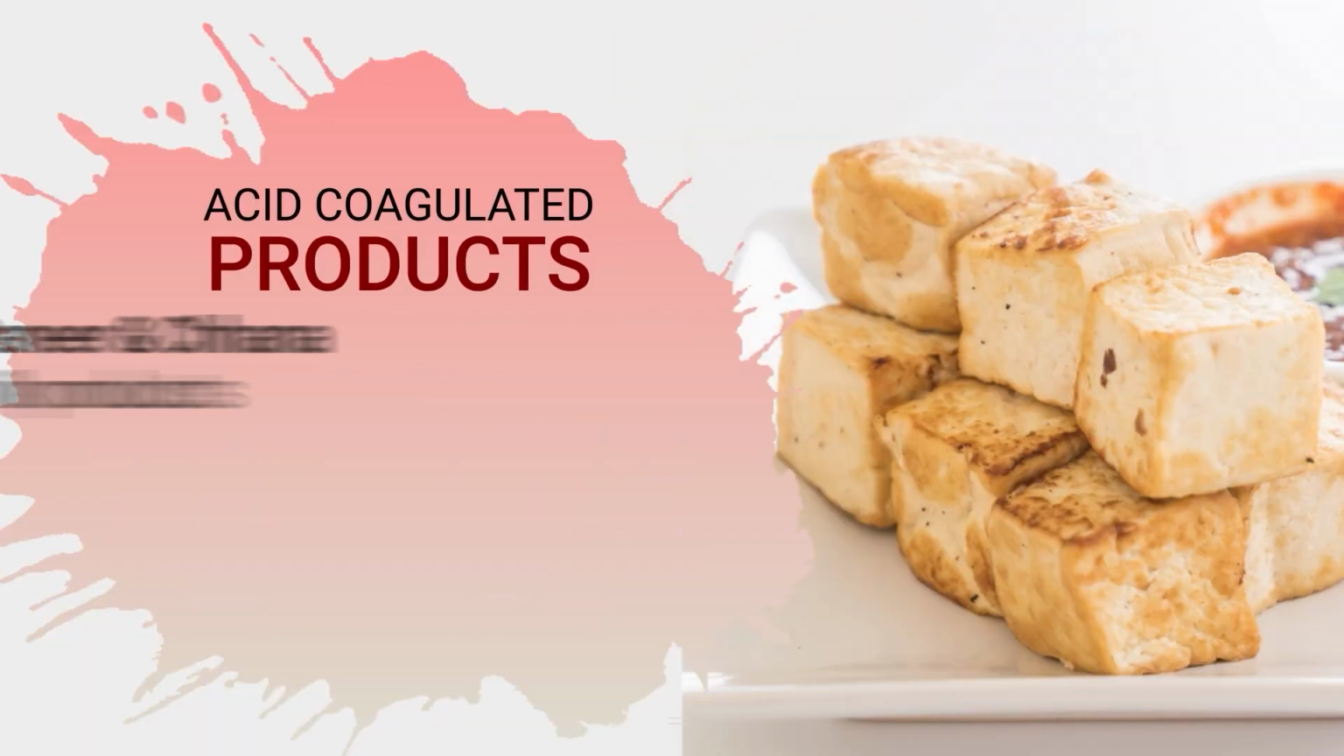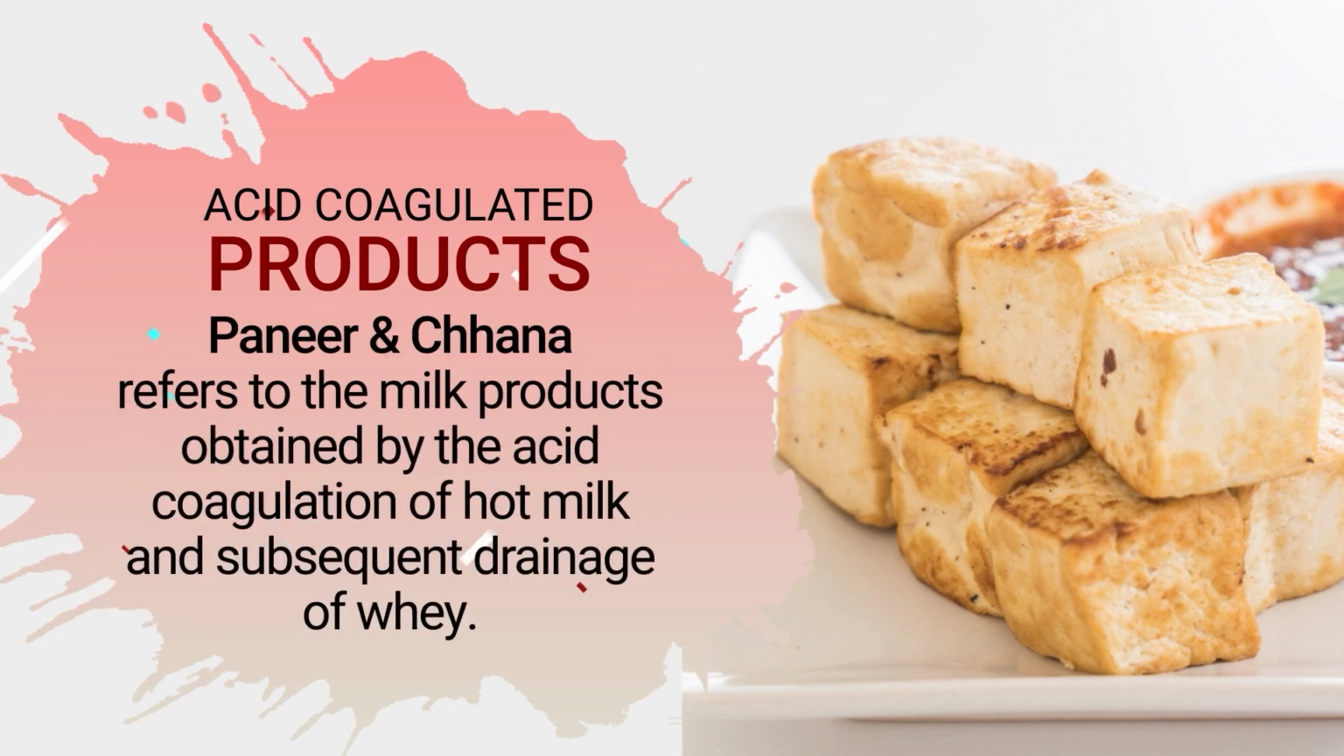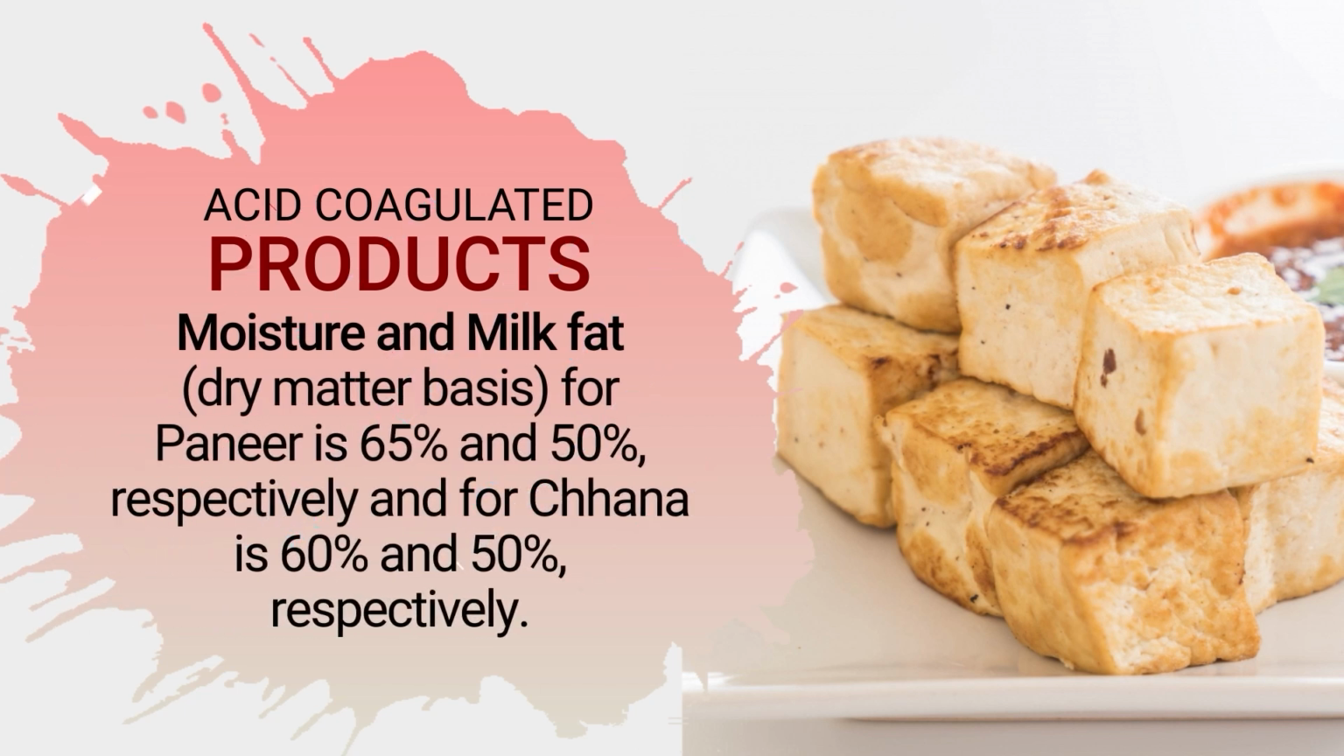Then the acid coagulated products are paneer and chana, and the moisture should be 65% for paneer, and for chana it is 60%. The milk fat should be 50% on dry matter basis in both. Paneer is mainly used for various culinary items, but chana is mainly used for Bengali sweets like rasgulla.